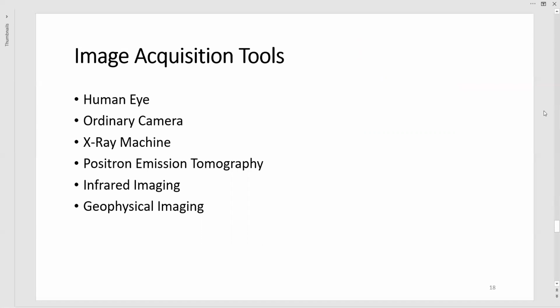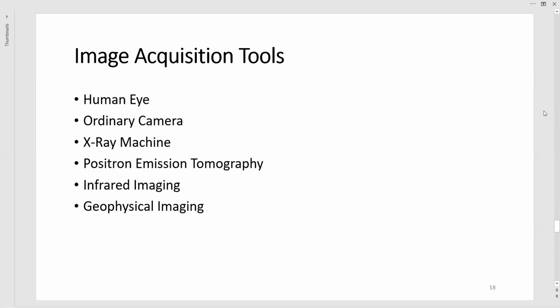Infrared imaging is mainly used for capturing images like satellite imagery or for construction purposes. They can have this infrared image, which helps the construction workers to identify whether any moisture is available in the walls or not. Geophysical imaging is helpful for satellite images or aerial images to identify whether vegetation is there or water is there or not. These are different image acquisition tools.